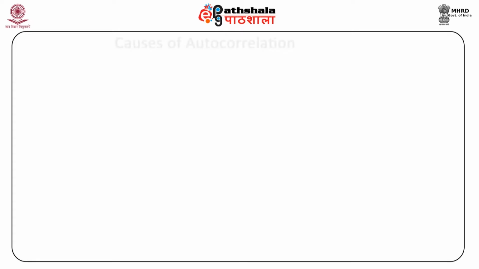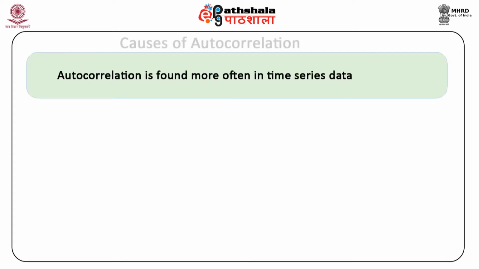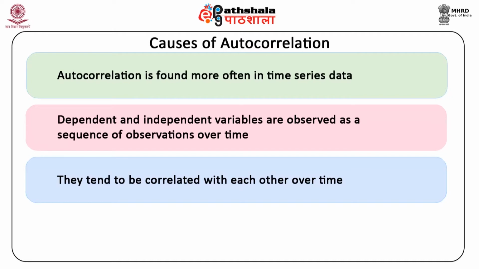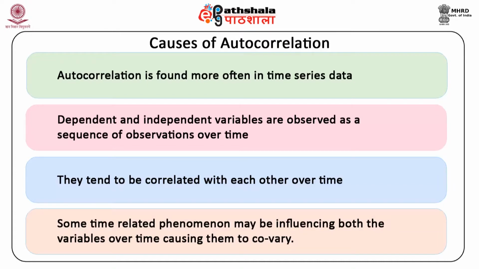Now we discuss the specific causes of autocorrelation. Autocorrelation is found more often in time series data because when the dependent and the independent variables are observed as a sequence of observations over time, then they tend to be correlated with each other over time, or sometimes a related phenomenon may be influencing both the variables over time, causing them to co-vary. We will study all these causes in detail in our subsequent slides.